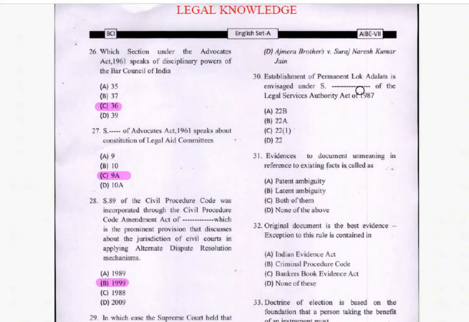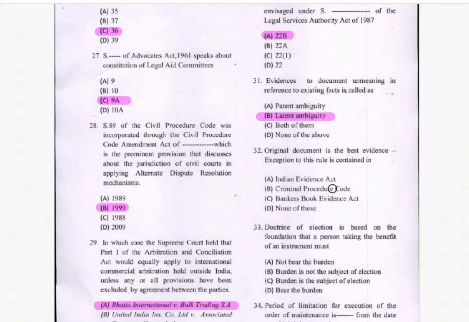Establishment of permanent lok adalats is envisaged under dash of the Legal Services Authorities Act of 1987. The right answer over here is section 22B. Evidence to document unmeaning in reference to existing facts is called latent ambiguity. Original document is the best evidence. Exception to this rule is contained in Banker's Book Evidence Act.